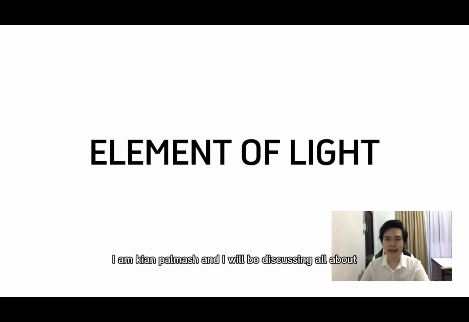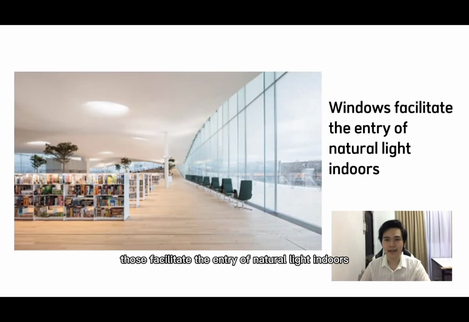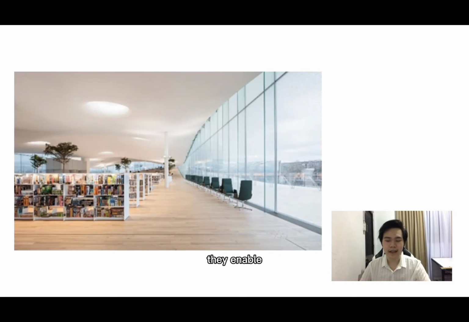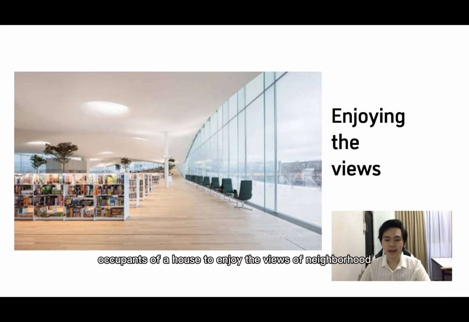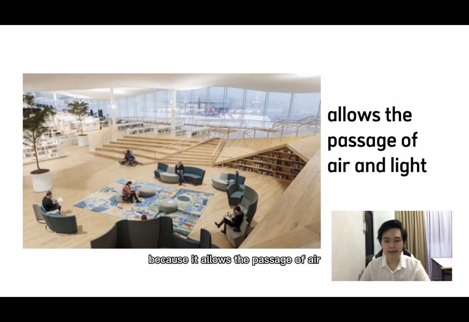Good day everyone, I am Kian Palmas and I will be discussing all about translucent walls. Windows facilitate the entry of natural light indoors. They enable occupants of a house to enjoy the views of the neighborhood or locality. In addition, they serve to keep the house cross-ventilated. Windows are important because they allow the passage of air and light without the risk of any intruder trespassing into the premises and causing any harm.